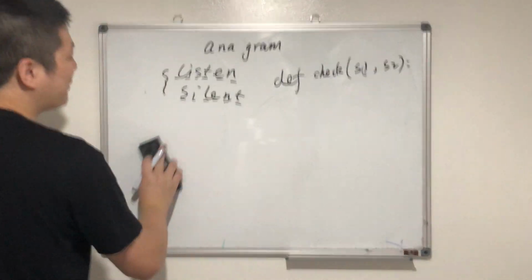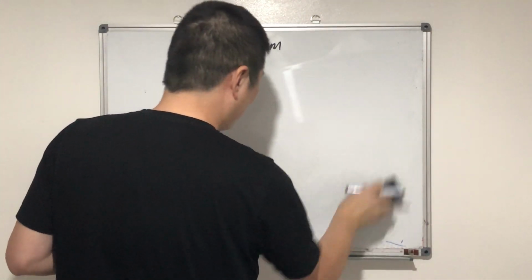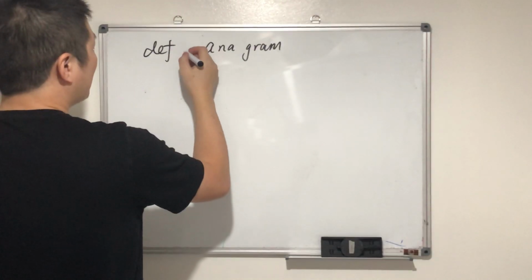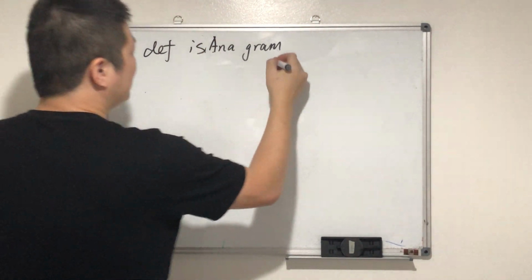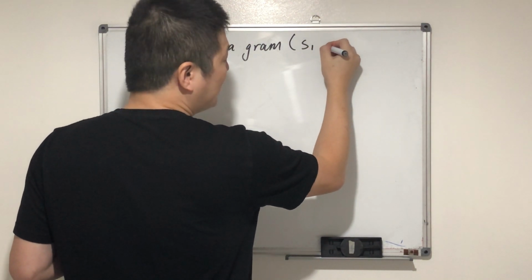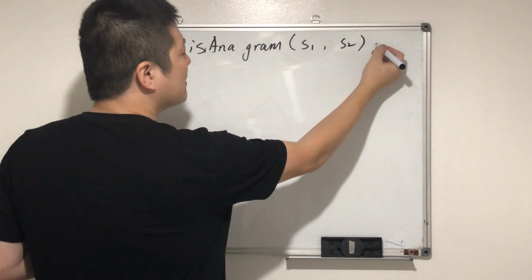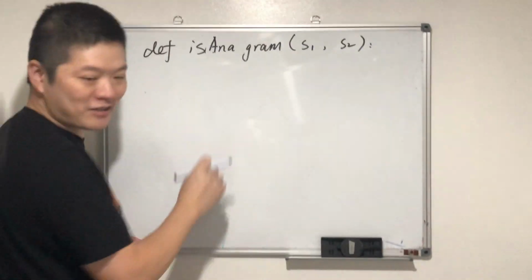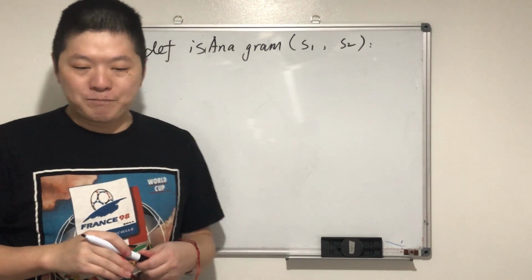Okay, so how do we do this? The question, how do we do it? Define is anagram taking two parameters, S1, S2. What am I missing here? Colon. Yeah, okay. Ryan, you can get the next one. So how can we do it?